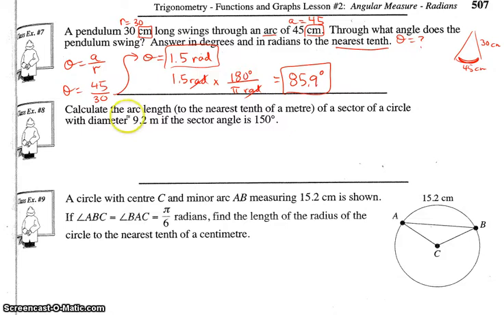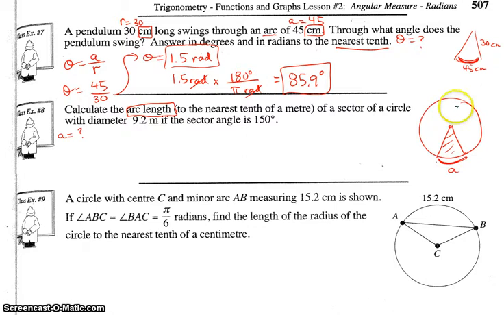Okay, example 8. Calculate the arc length. Okay, this time we're looking for A, to the nearest tenth of a meter, of a sector of a circle. Sector is like when you go to eat a chunk of pie, right? We have a circle. This is our sector. Okay, and they want the arc length, which would be this, with a diameter of 9.2 if the sector angle is 150 degrees.